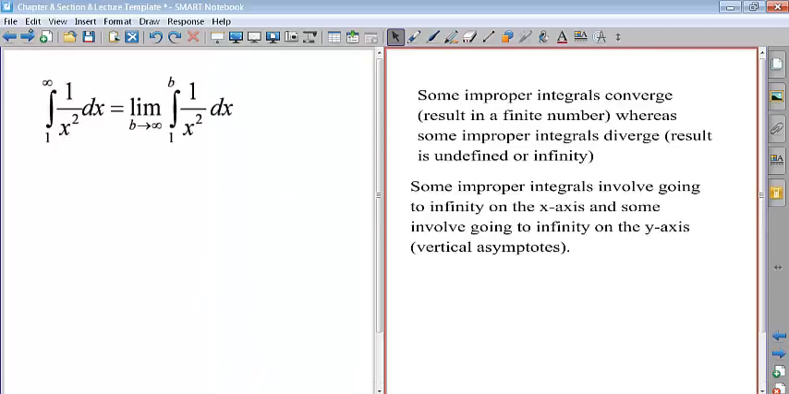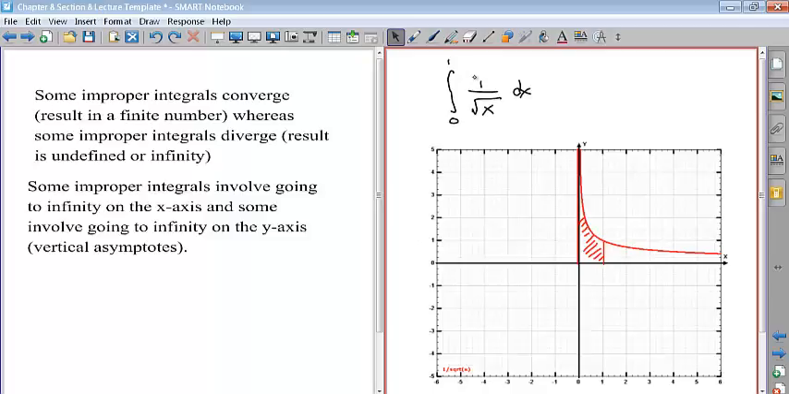So that's what we just did. It says some improper integrals converge. That's what just happened. Whereas some improper integrals diverge. Also, some improper integrals involve going to infinity on the x-axis, and some involve going to infinity on the y-axis. So the one we just did was infinity on the x-axis. So we had it converge to an answer 1. So we're going to have to look at some of the other cases.